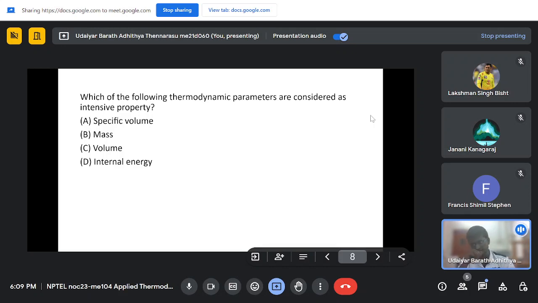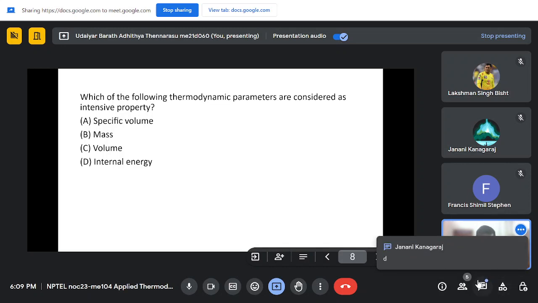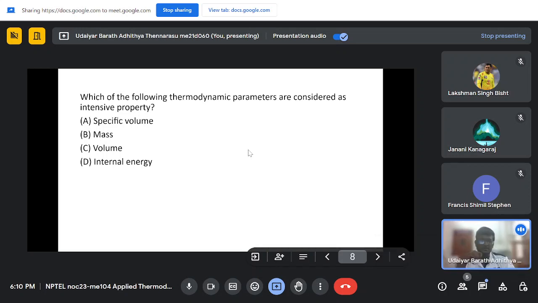Okay, so the next question is: which of the following thermodynamic parameters are considered as intensive property? Also, if you are hesitant to use the mic, you can type it in the chat box. There are two properties, intensive and extensive, and in this case we need intensive. The options are A, specific volume, B, mass, C, volume, D, internal energy.